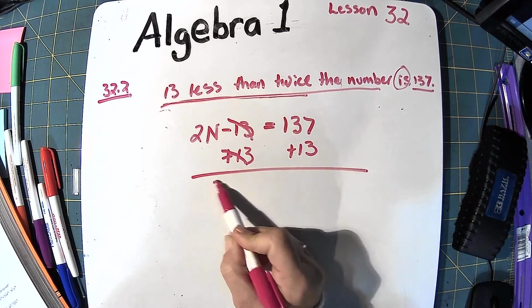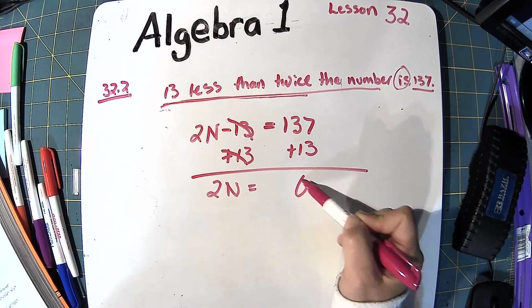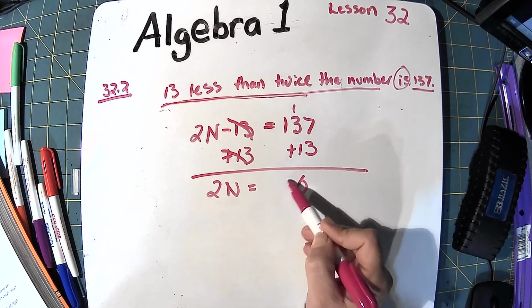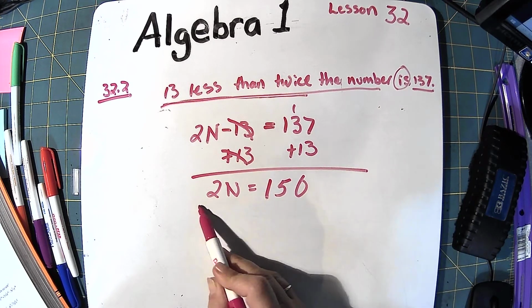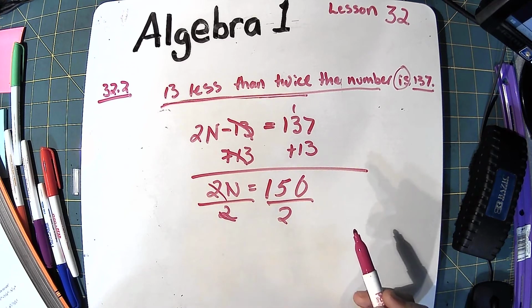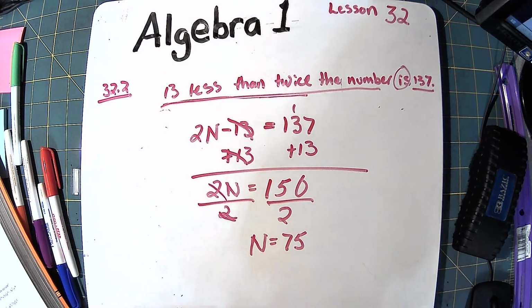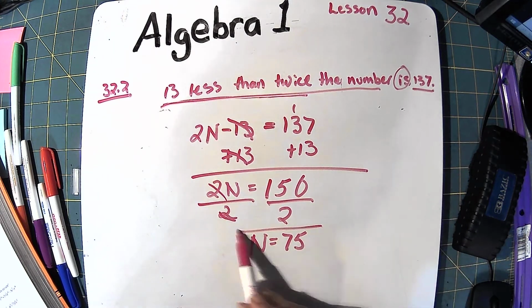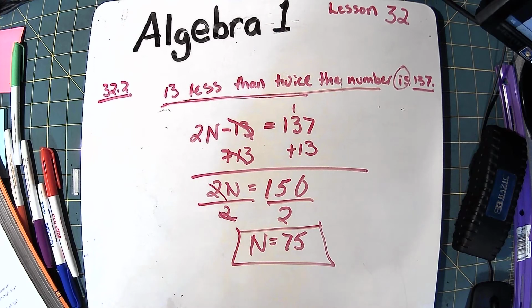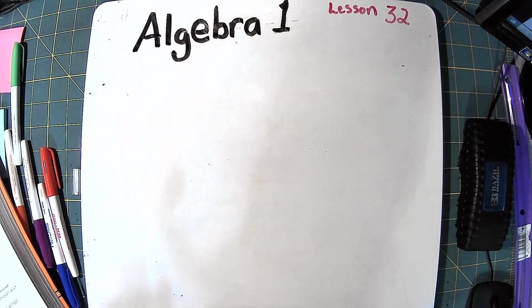Those cancel. We get 2n equals. Now we're going to add these. 3, that'll be 10. Carry the 1. 3, 4, 5. 150. And then we divide by 2. 1/2 of 150 will be 75. Oh, I had to sneeze. Sorry. All right. And there we go. So the answer to that one is 75. All right. Let's try another one.